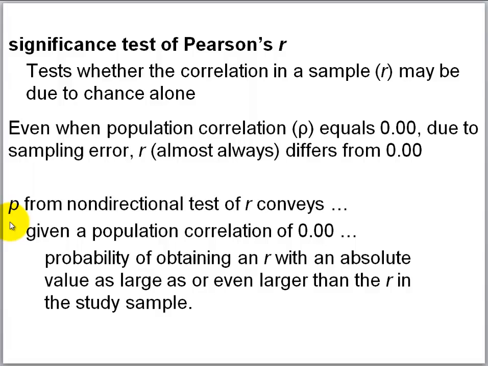What does the p-value from a non-directional test of r convey? Given a population correlation of 0, given that rho equals 0, it conveys the probability of obtaining your particular value of r, the r that you obtained in your sample, or of obtaining an r with an even larger absolute value.